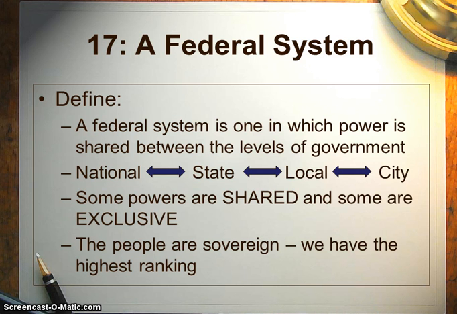The people in a federal system are considered to be sovereign, which means they have the highest ranking. In our federal system, the people are sovereign because we wrote the Constitution, we have the power to amend the Constitution, and we elect our leaders, which keeps us in charge.